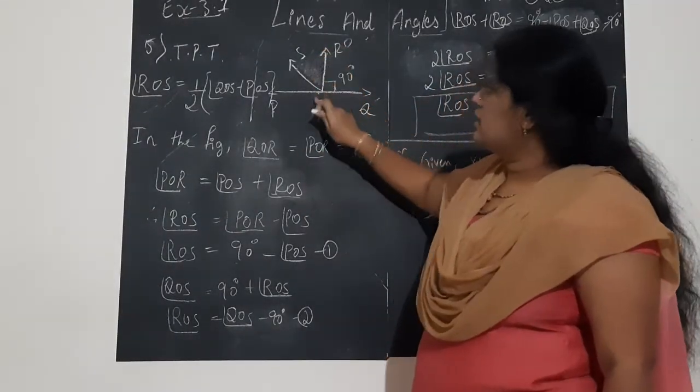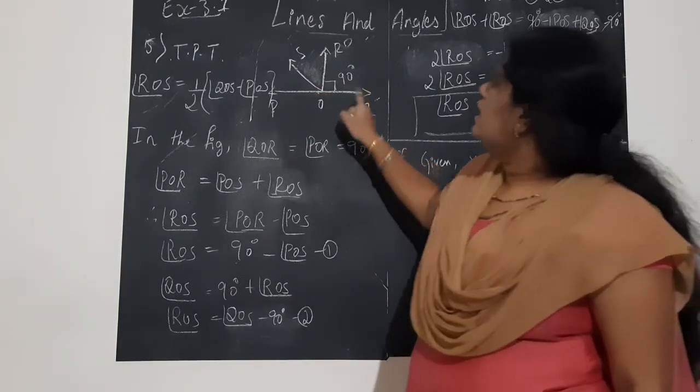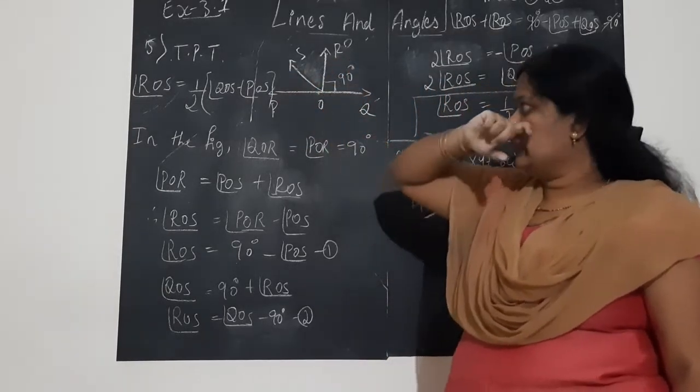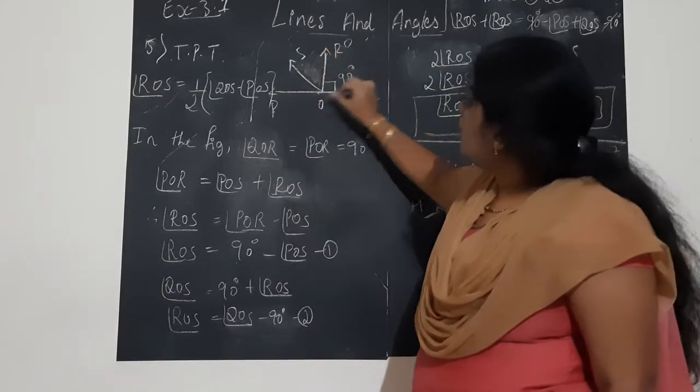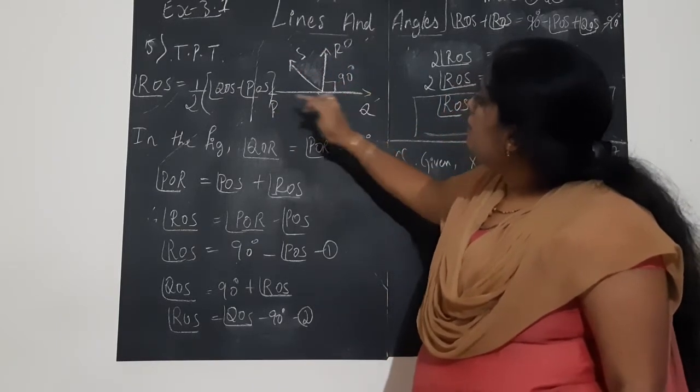Angle ROS, we need to prove angle ROS is half of the difference of QOS and POS. Angle ROS is half of QOS and POS.